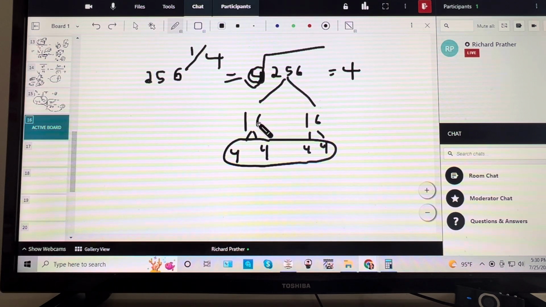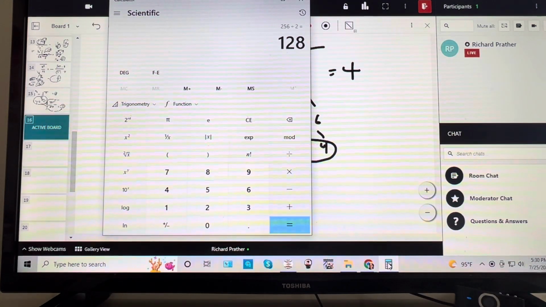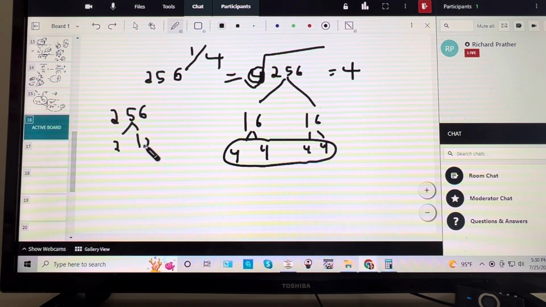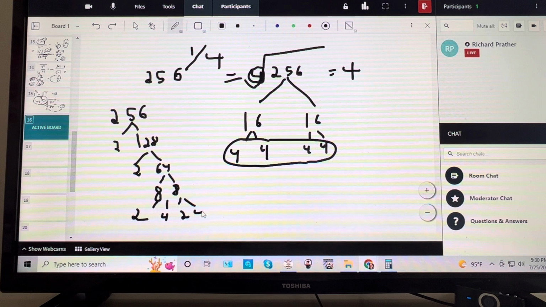What if you didn't know 256 was 16 times 16? Well, you can do it slower if you have to. 256 definitely divides by 2 because it's even. 256 divided by 2 is 128. That divides by 2 because it's even. 64. Now maybe you know 64 is 8 times 8. You can keep doing 2 if you want. I could do 2 and 32 and then 2 and 16. But if you know bigger numbers, it helps you get done faster. So this is 2 times 4, and this one's 2 times 4. And the 4s are 2 times 2.